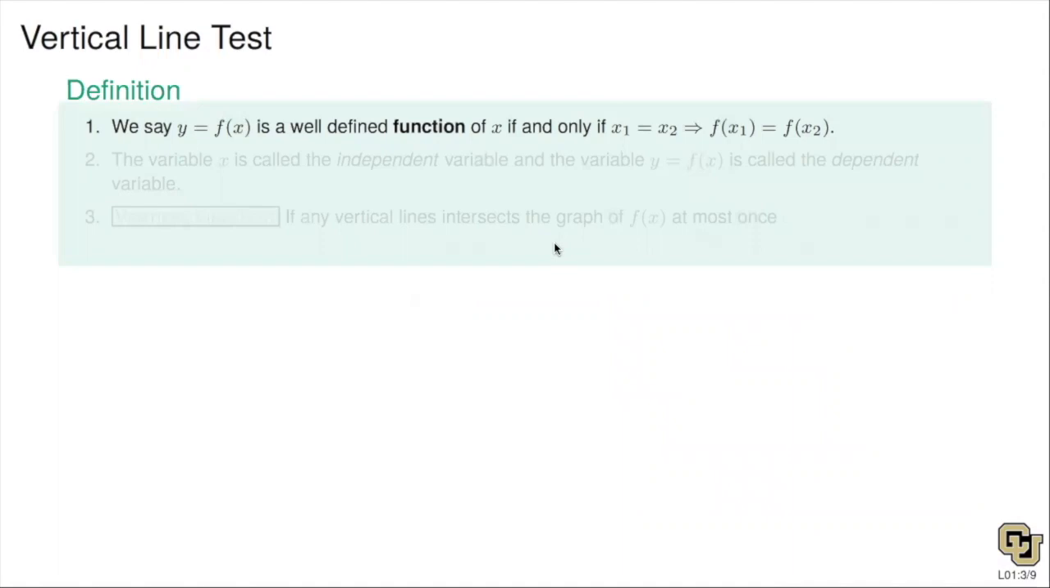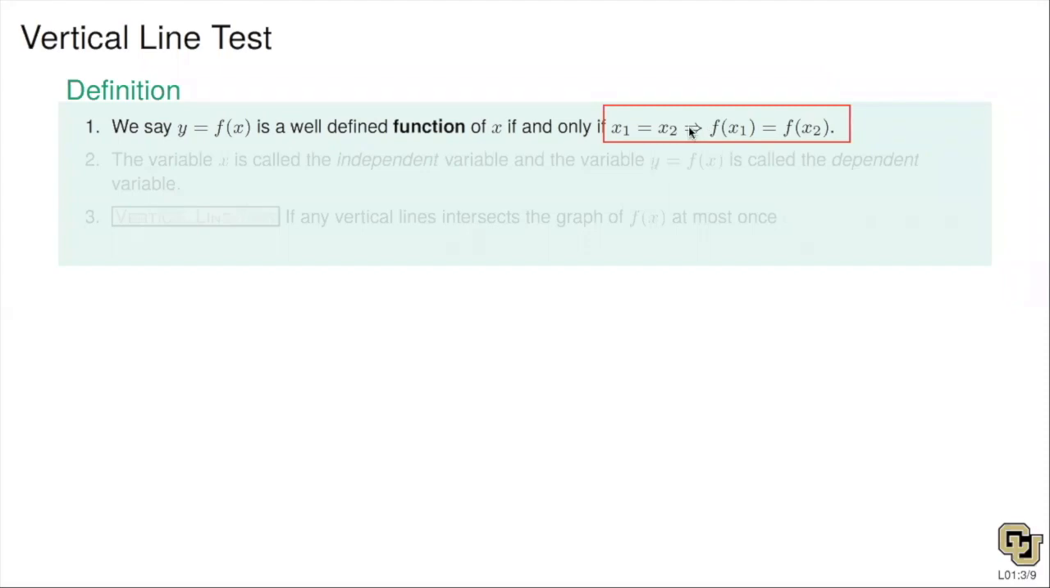So here's the official math definition for a function. It looks a bit mysterious, but if we decode it slowly, it kind of makes sense. So it says a function y equals f of x is a well-defined function if and only if, and here's the rule that we want to look at, x1 equal to x2 implies f of x1 equal to f of x2. So well, what the heck does that mean?